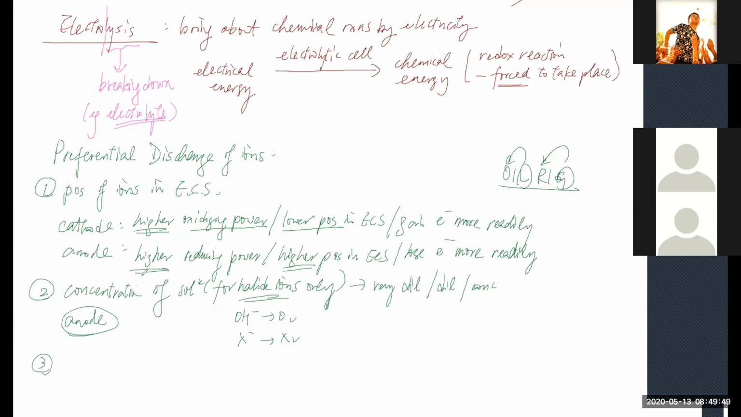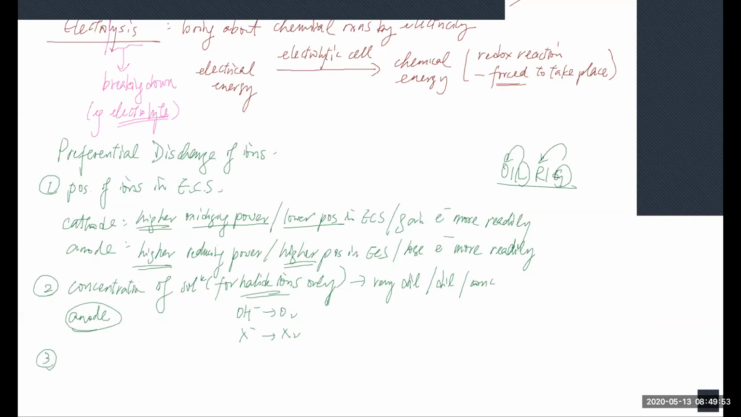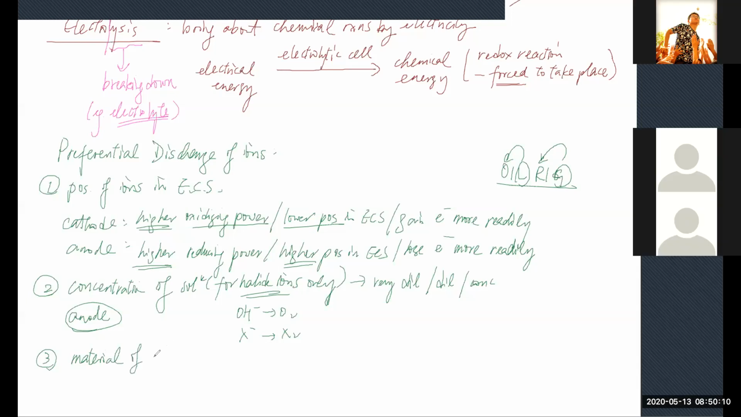The third factor that I would like to talk to you about, which affects the preferential discharge of ions, what is that? What is the third factor? Yes, it is the material of electrodes, okay? So we have got several scenarios that we are going to consider.